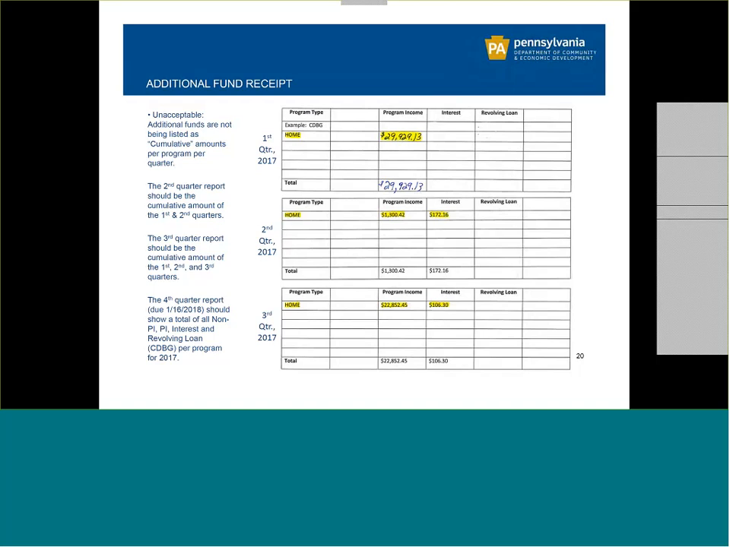Just a point to make here: this one was submitted before we added that extra column for non-program income. But if that's the case, in the first quarter, that 29,000 should be over in the non-program income. No, because it's for HOME. Oh, I'm sorry, no, HOME is program income. So that's a key point there. If that was CDBG, it would be over in the non-program income. But because it's HOME, all HOME program income is listed.